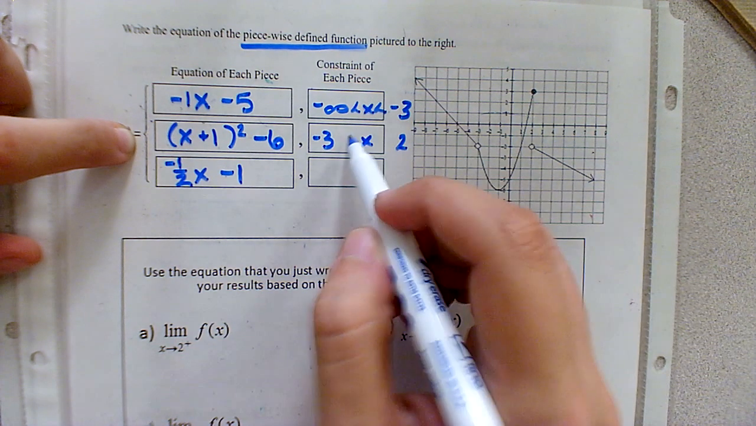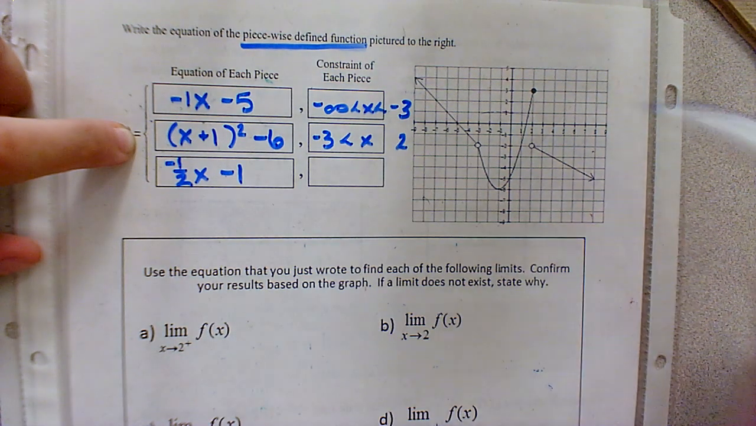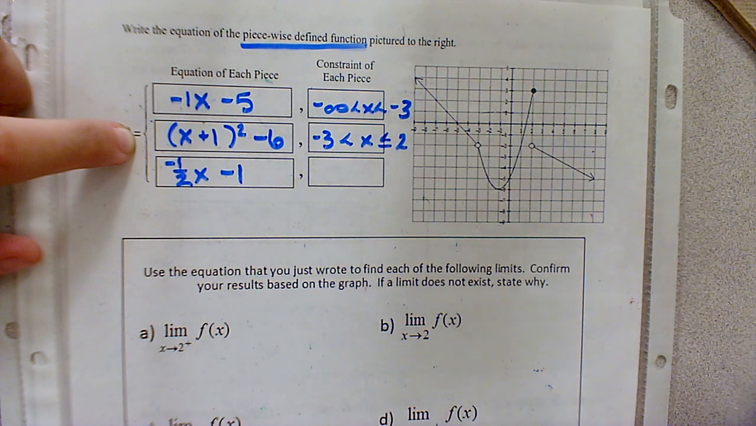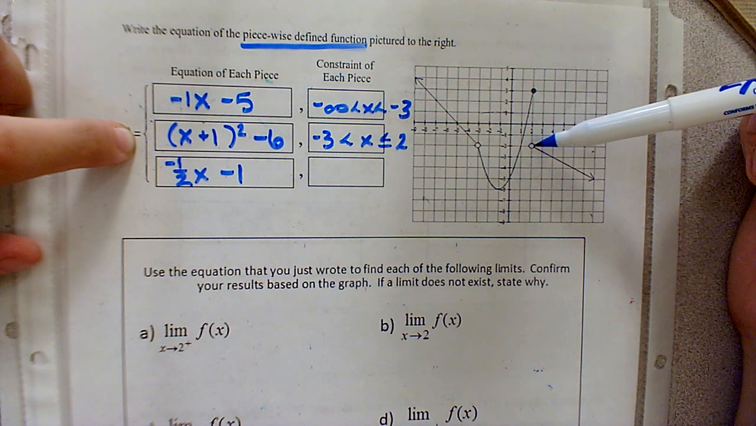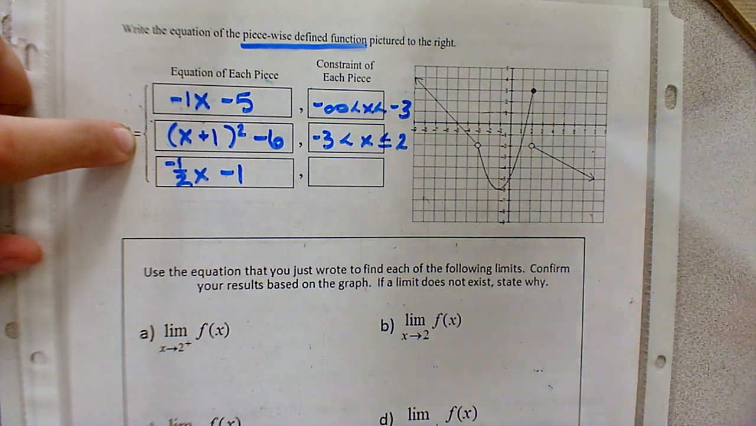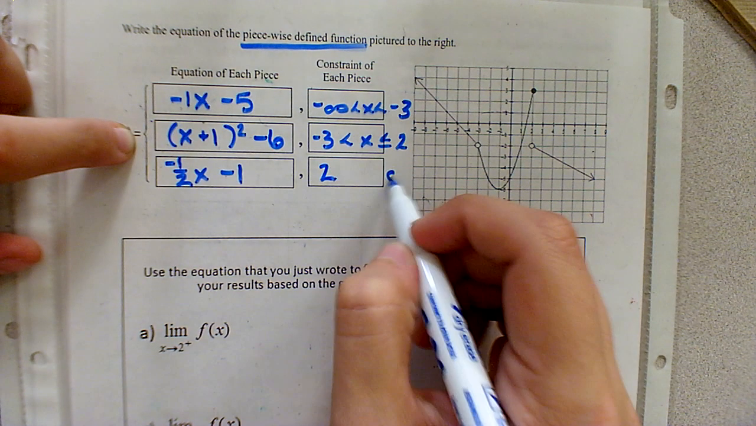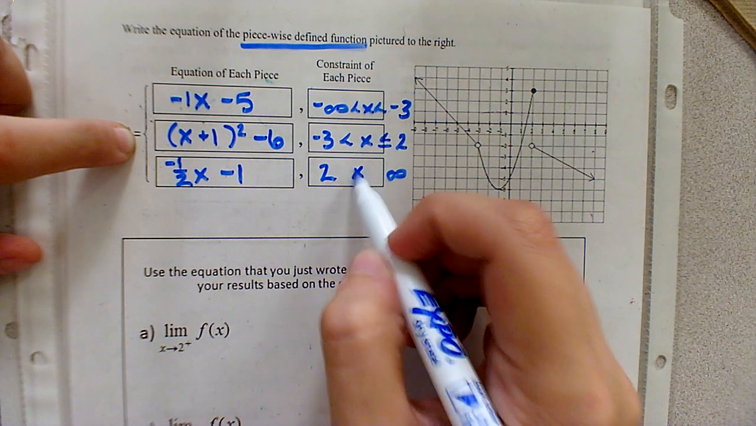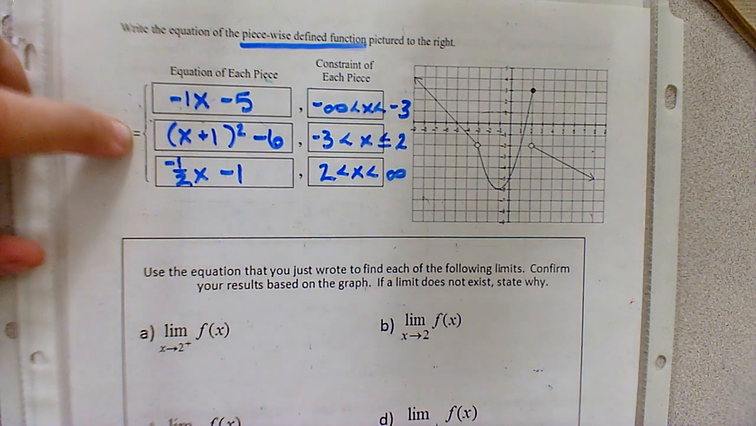We cannot touch -3, so just a less than symbol, but we can touch 2, so we'll need a less than or equal to. And then for the last piece, we go from 2 to infinity. And we cannot reach either one of those because of the open circle, so they will both be less than.